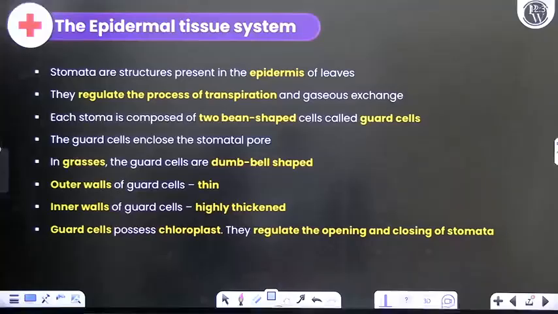Yes, it is trichome only, Diya. Trichomes are present on the stem and on the leaves also, Janani.